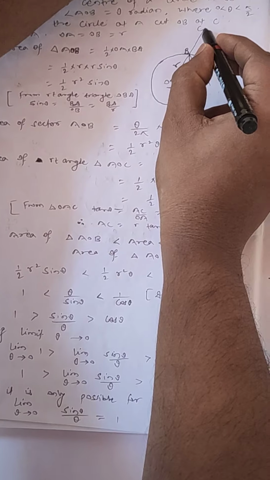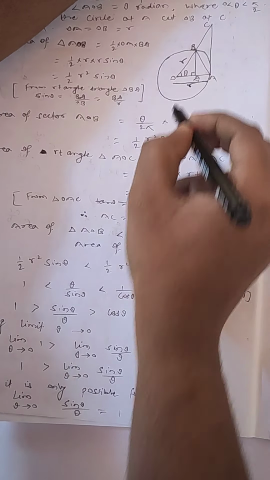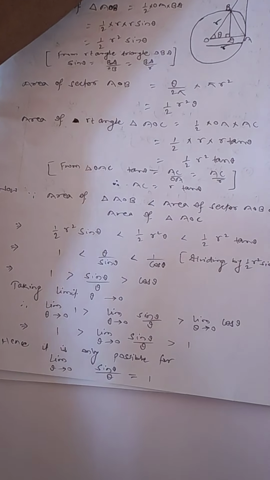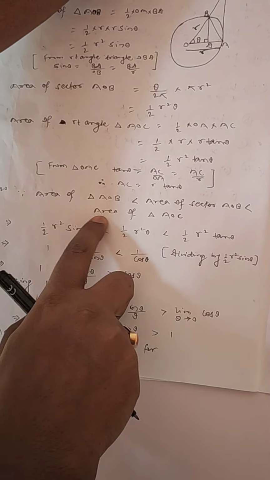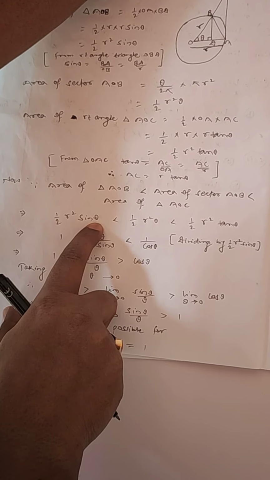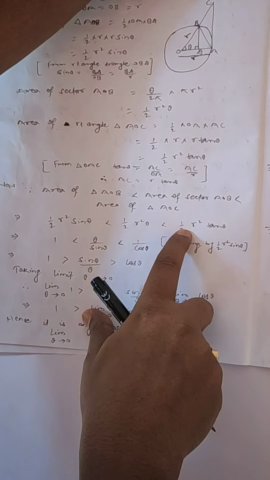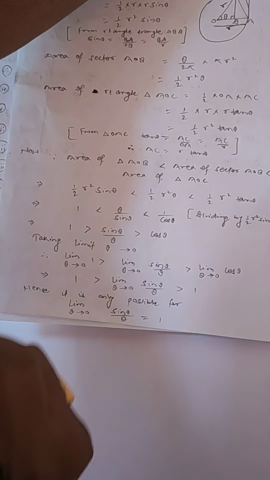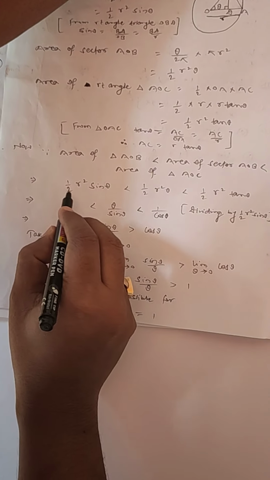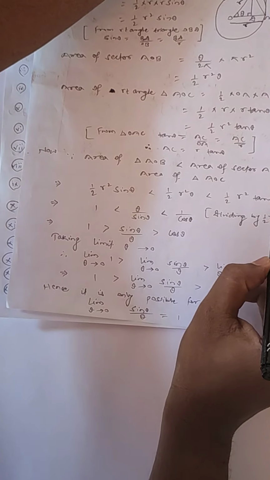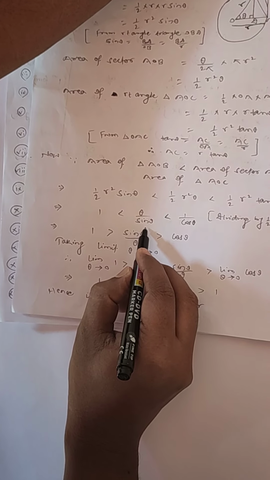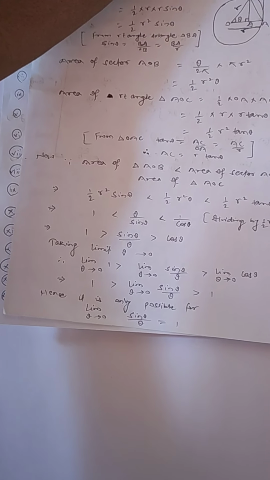And this is also less than area of triangle OAC. So here area of triangle AOB is less than area of sector AOB, which is less than area of triangle AOC. This equals half r square sine theta, half r square theta, and half r square tan theta. Here the common term is half r square sine theta. We divide all terms by half r square sine theta: 1 less than theta by sine theta less than 1 by cos theta.